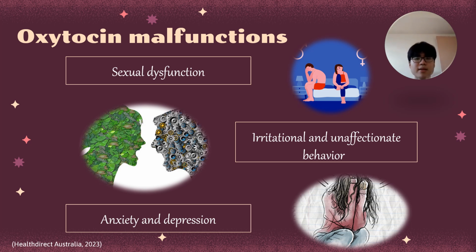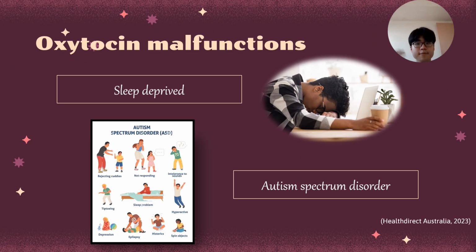Moreover, anxiety and depression will cause anxiousness and persistent feelings of sadness and loss of interest. Furthermore, sleep deprivation, which is lack of sleep. And lastly, autism spectrum disorder is a neurological and developmental disorder that affects people's interaction with others, communicating, learning, and behavior. Now, I'll pass my time to Tony to explain the solutions or interventions of oxytocin malfunction.